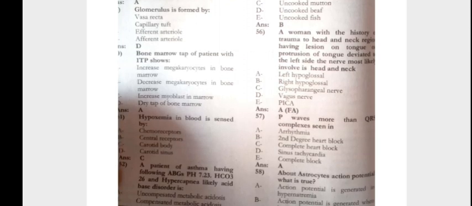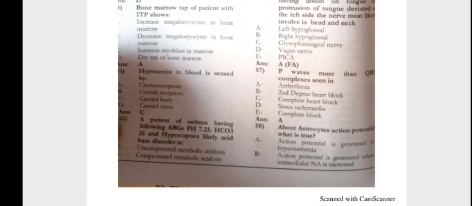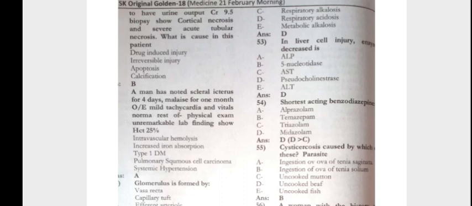The bone marrow tap of the patient with ITP shows increased megakaryocytes in the bone marrow. The hypoxemia in the blood is sensed by the carotid body. The patient with asthma has the following ABGs. This is basically the scenario of respiratory acidosis.